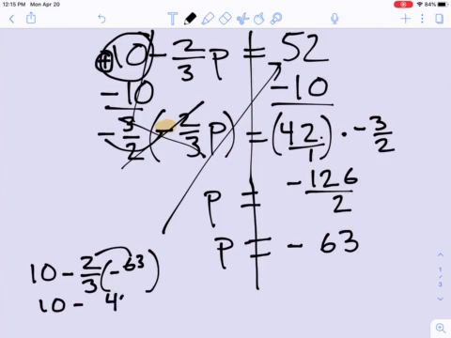And then you've got this interesting double negative thing going on here. You have negative 2/3 times negative 63. So a negative times a negative is going to give me a positive. So I have 10 plus 42, which when I simplify it comes down to 52. So this is kind of an ugly problem, but very doable. Again, just make sure you're attacking it piecemeal and do the parts you can do.